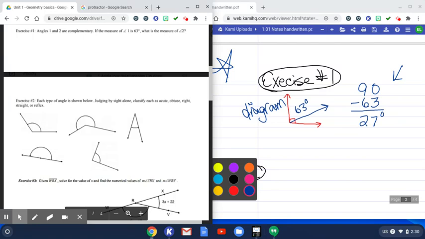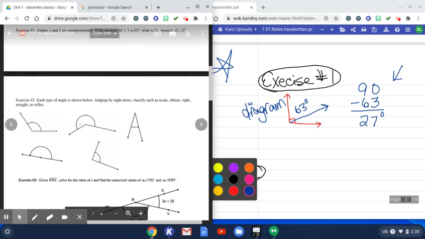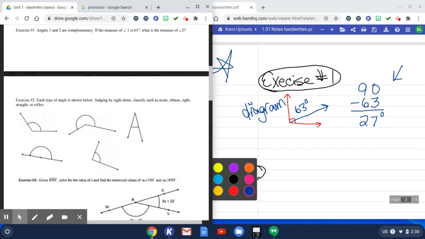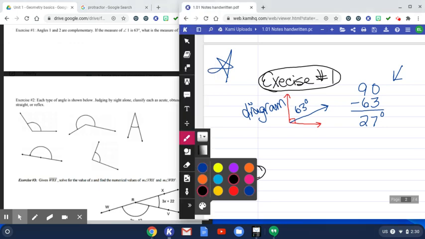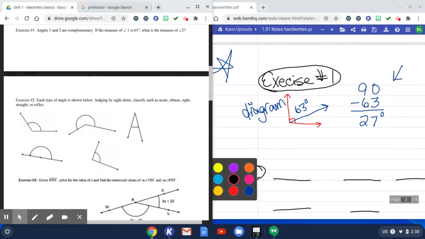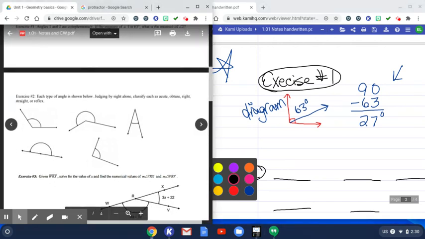Judging by the sight alone, so kind of making an assumption here, classify each one as acute, obtuse, right, straight, or reflex. Okay, so it looks like there's 5 diagrams. So I'm just going to start writing those words almost in those positions. If I'm over on my notes page, I have 1, 2, 3, 4, 5. If you'd like to draw the pictures with them, you can. But looking at that first picture, that angle appears more than 90 degrees. So that's going to be obtuse.